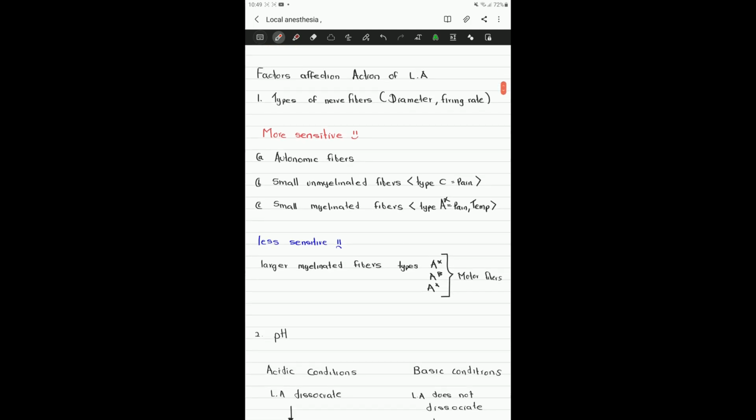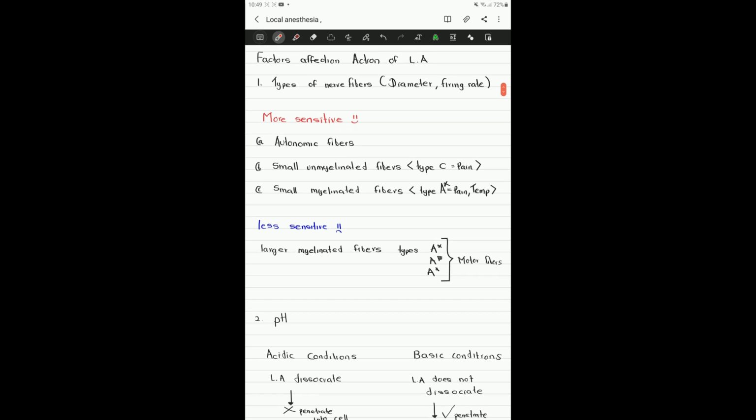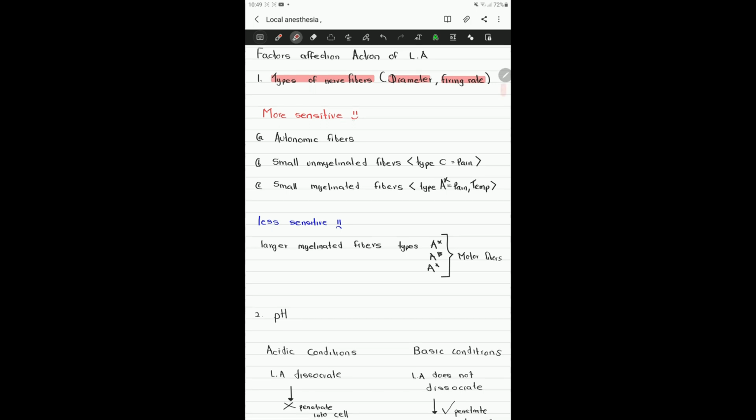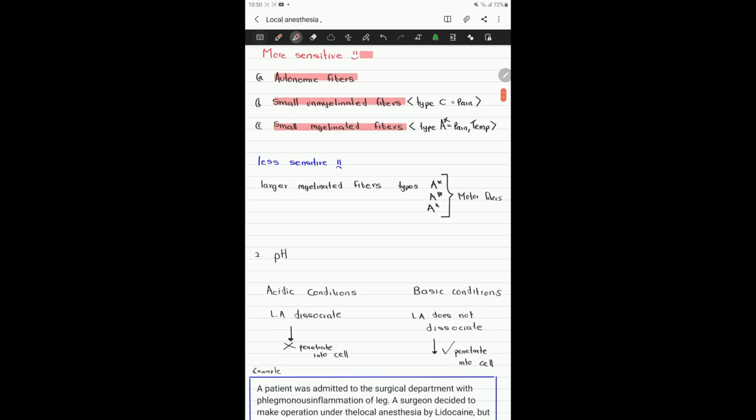Factors affecting action of local anesthetics. Types of nerve fibers: things like diameter and firing rate change the action of local anesthetics. Which fibers are more sensitive to local anesthetics? Autonomic fibers, small unmyelinated fibers, and small myelinated fibers. Which fibers are less sensitive? We've got larger myelinated fibers, which are motor fibers of type A alpha, A beta, A delta.